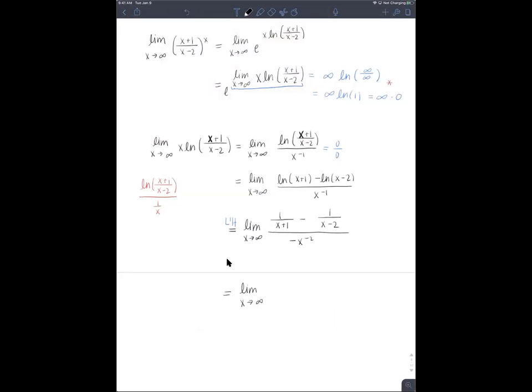And so here I need to multiply this one by x plus 1 over x plus 1. And then I need to multiply this one by x minus 2 over x minus 2. And so I'm going to get x minus 2 over x plus 1 times x minus 2, minus x plus 1. So here, let me rewrite this. And then that's still all over x to the negative 2 power.